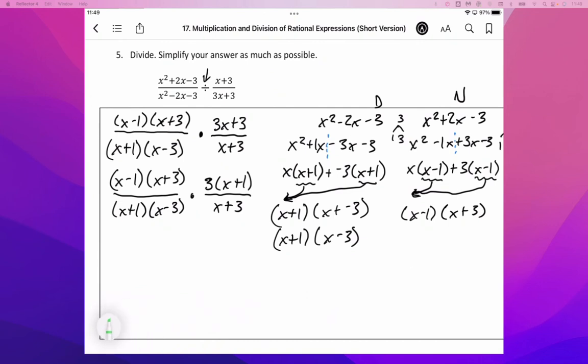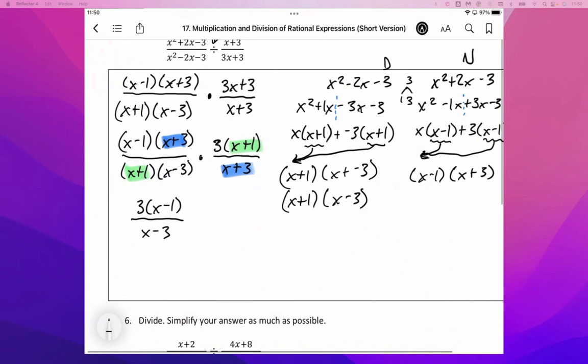And so I see that I've got an x plus 1 there, an x plus 1 there that will cancel. I've got an x plus 3 here that will cancel, and an x plus 3 there that will cancel. And I do believe that that is all the canceling that I can do. So now if I multiply what remains, I've got an x minus 1 times 3, so 3 times x minus 1 in the numerator, and an x minus 3 in the denominator.